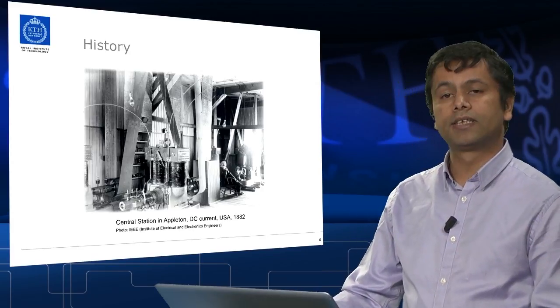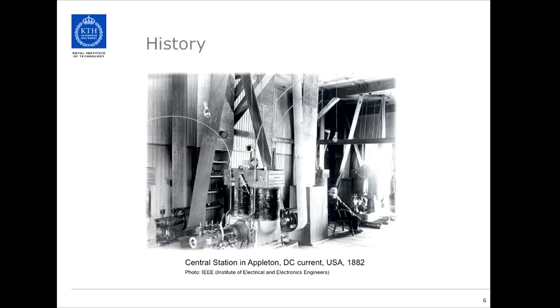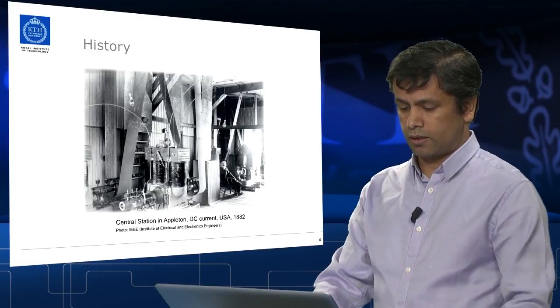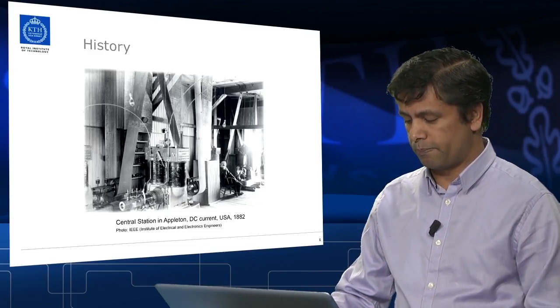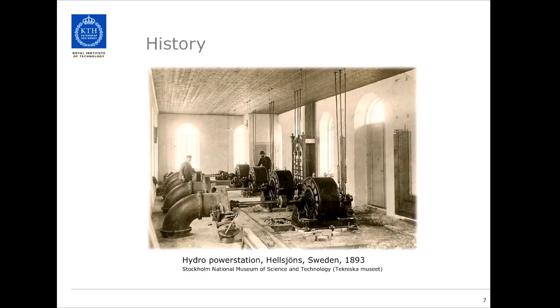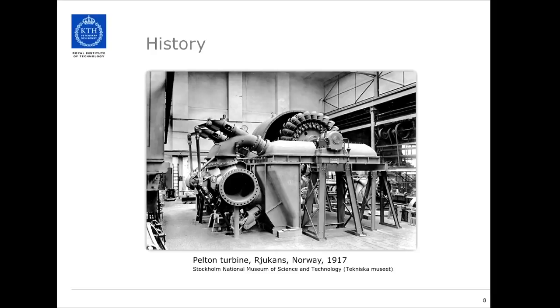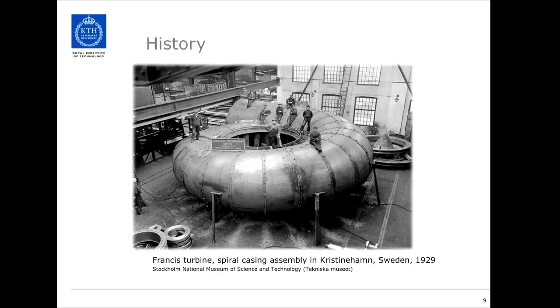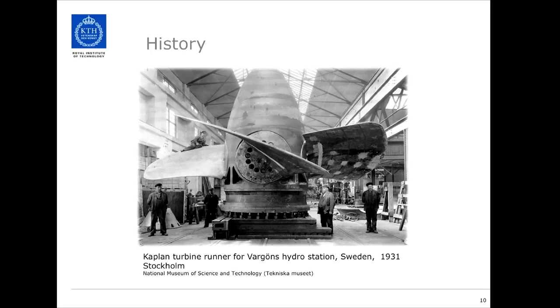Here you can see some of the slides showing the historical development of hydropower. One is showing the central station DC current hydro in USA, built in 1882. Here is another example of historic power stations that was built in Sweden in 1893. And this is the Pelton turbine that was installed in Norway in 1917. This is another example of a Francis turbine spiral casing assembly that was installed in Sweden in 1929. And this one is an example with a Kaplan turbine installed in 1931 in Sweden.